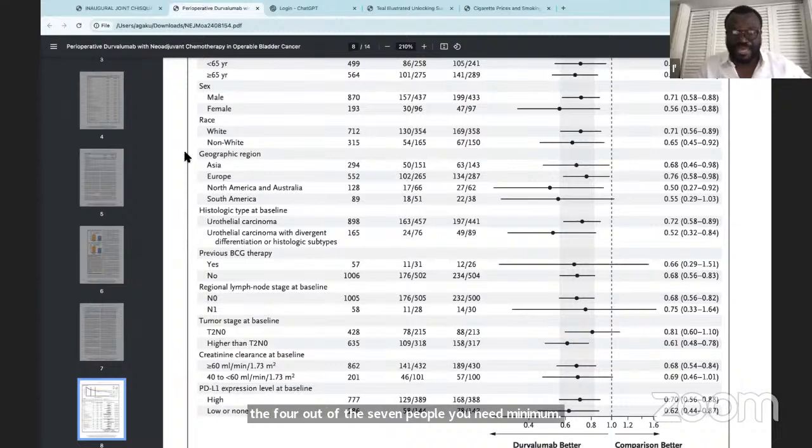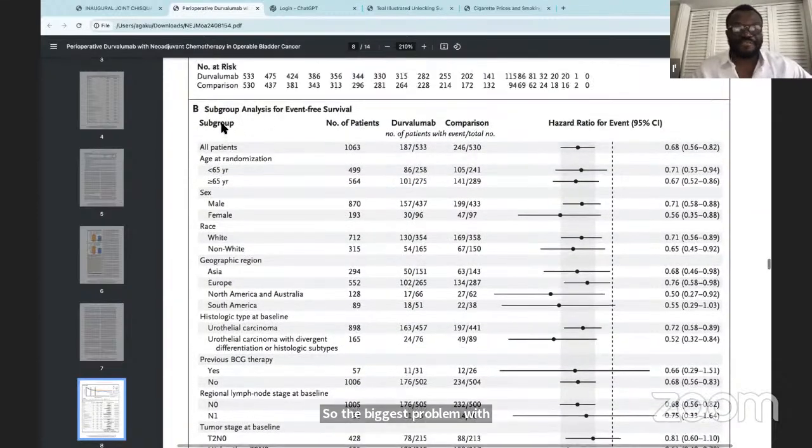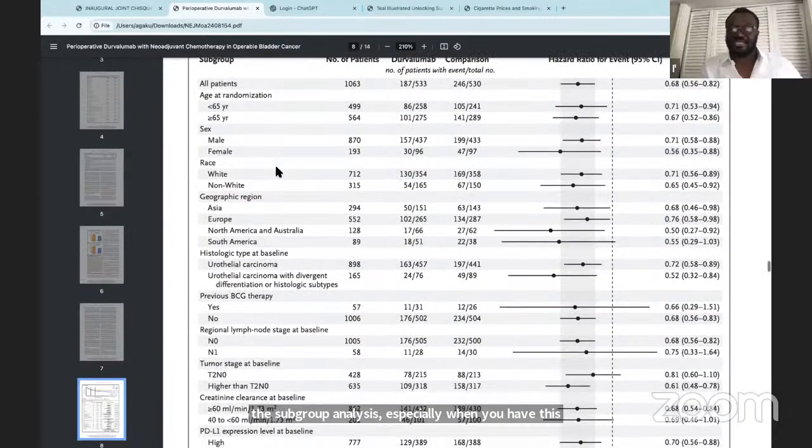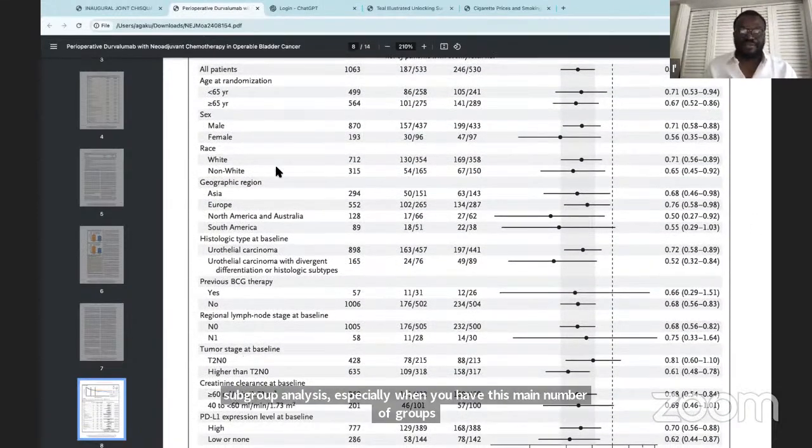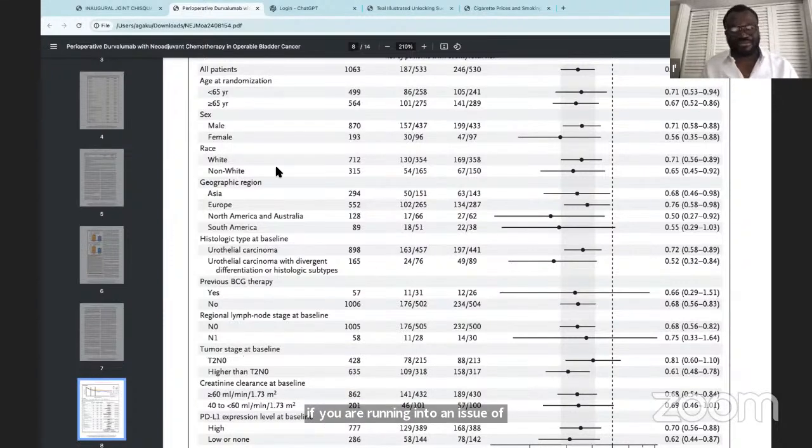So the biggest problem with subgroup analysis, especially when you have this many groups, is that you run into an issue of both type 1 error and type 2 error. Who can explain why you run the risk of both type 1 and type 2 error? Type 2 error should be very apparent because that's just what we described. What is the implication of type 2 error here?